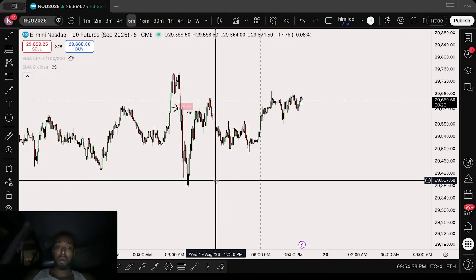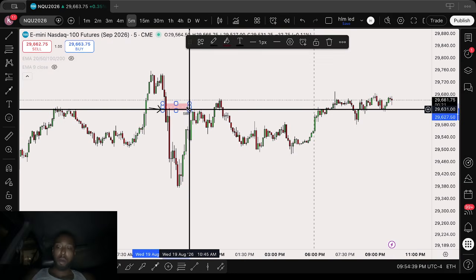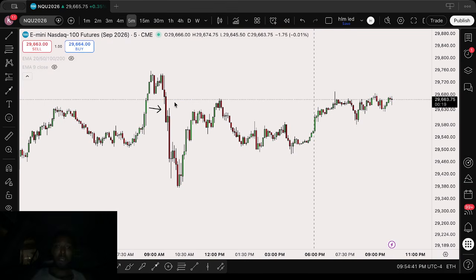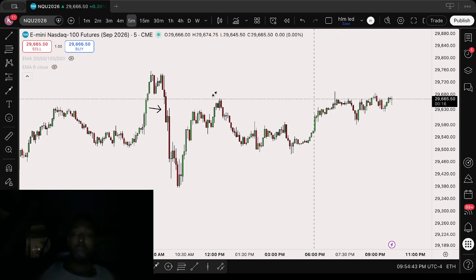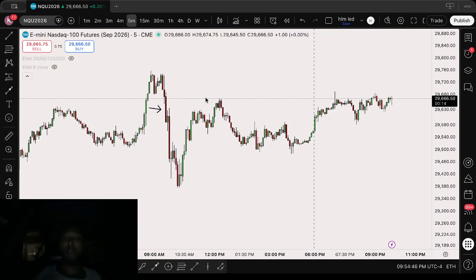Any more examples? No. So I hope I broke down what an inefficiency is. I hope I broke down what the inverse fair value gap and all of those things are.